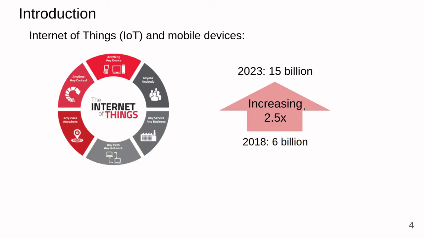So, in recent years, the adoption of IoT and mobile devices is increasing. In 2018, there were 6 billion IoT devices, and it is forecasted to reach 50 billion devices in 2023, which means an increase of more than 2 times in 5 years.